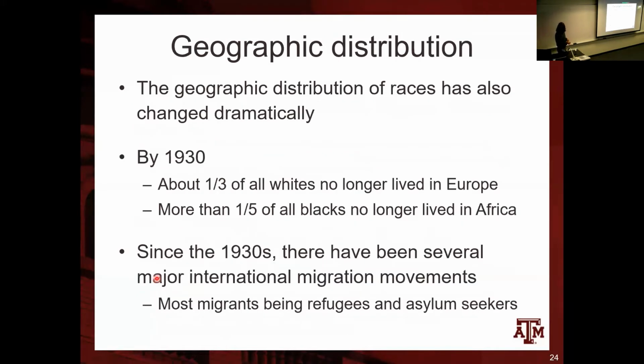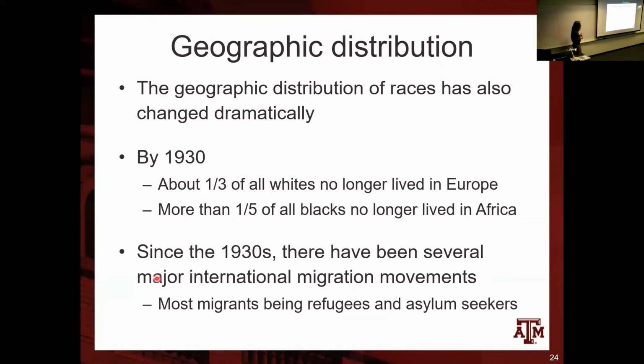The geographic distribution of races has also changed dramatically. By 1930, about 1/3 of all whites no longer lived in Europe, and more than 1/5 of all blacks no longer lived in Africa. So you had a lot of Europeans going to the American continent, going to other places, and Africans being forced to get out of the African continent.